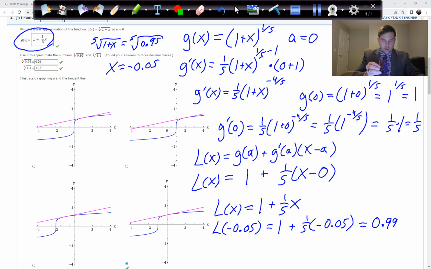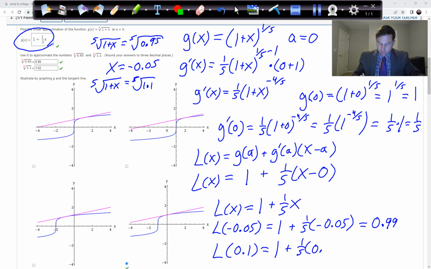Okay, then the next one they want us to pick is 1.1. So they say the fifth root of 1 plus x should equal the fifth root of 1.1. Well, the only way I can get that 1 plus x to equal 1.1 is if x is positive 0.1. So we need the linearization when x is positive 0.1, which would be 1 plus 1/5 times 0.1, which if you do this out will be 1.02. And that's what goes in these answers here.